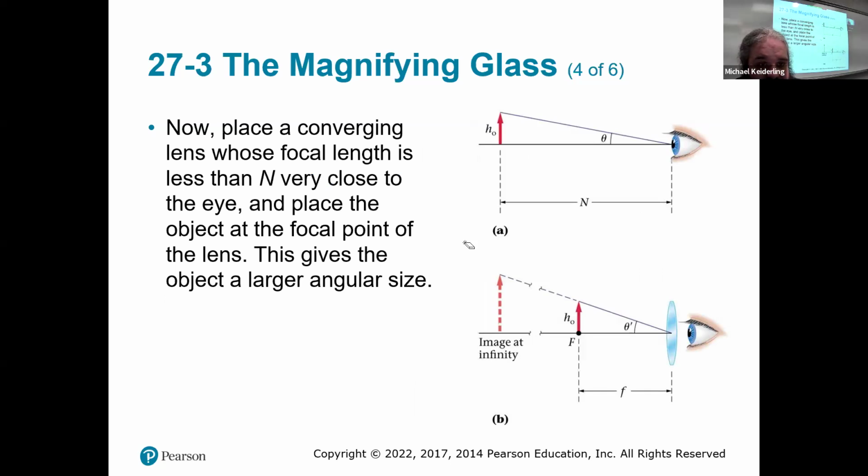But if you place a converging lens whose focal length is less than the near point length very close to the eye, and if you put the object at the focal point of the lens, this will give the object a larger angular size. The image will actually end up at infinity, but most importantly, it will be bigger.